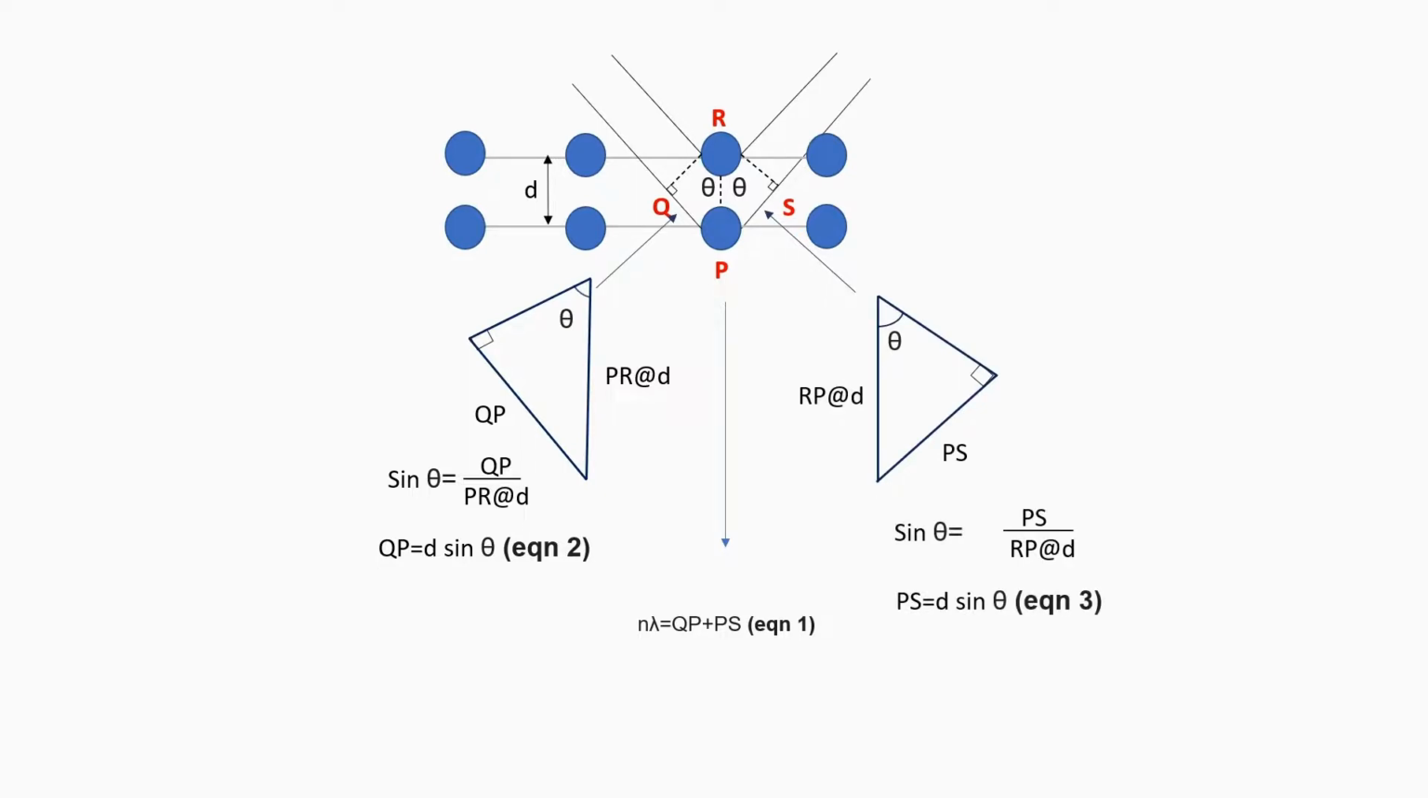d sin theta plus d sin theta equals n lambda. This equation we get after inserting equations 2 and 3 into equation 1. So now we can prove n lambda equals 2d sin theta.